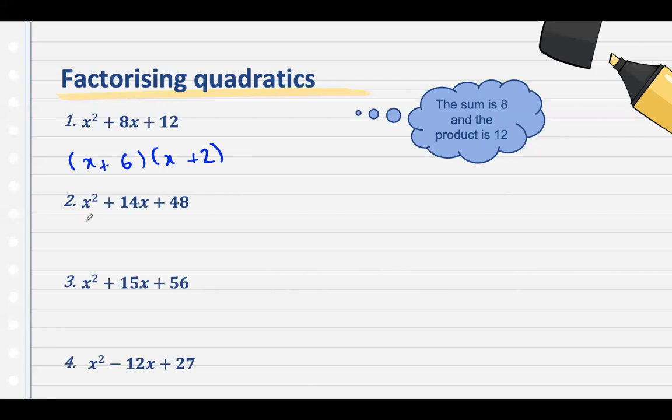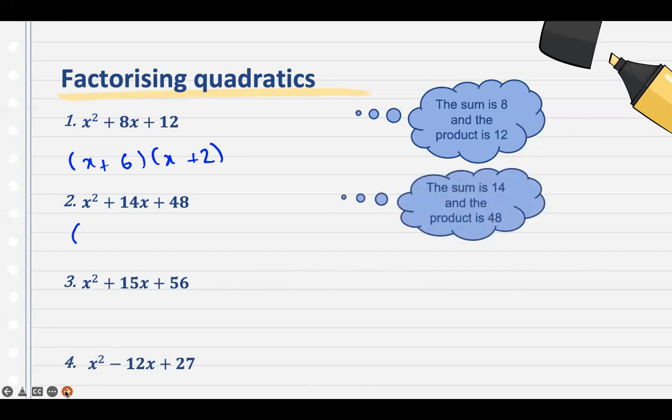The next one, here, the sum is going to be 14 and the product is going to be 48. So what two numbers sum to make 14 and the product is 48? Okay, so here it's just going to be x plus 6 and x plus 8, because these are the two numbers that add to make 14, but when you times them, it gives us 48.